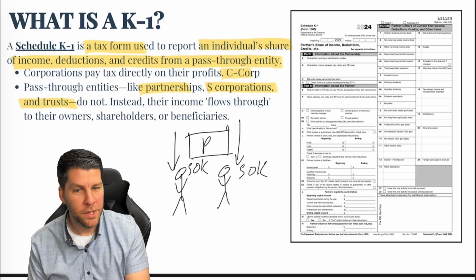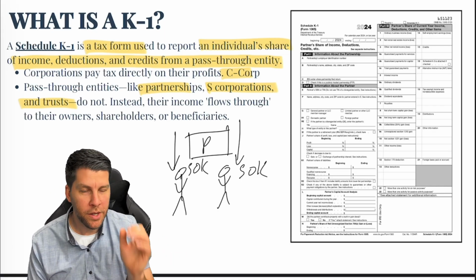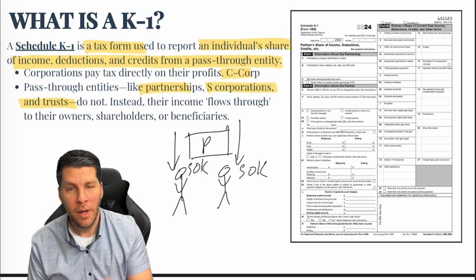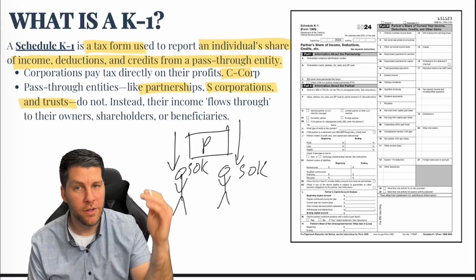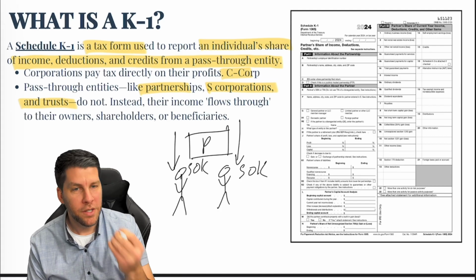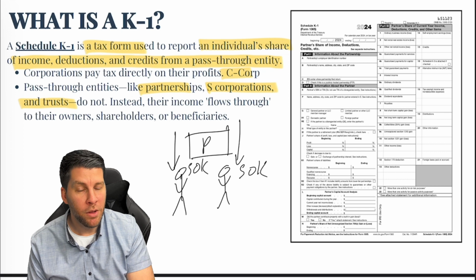Now that $50,000 would be added to each individual's gross income and then be taxed at the appropriate tax brackets for that situation. But the tax passes through, or the deductions pass through, especially if there's losses, or the credits pass through the entity and actually fall onto the individual. From a tax perspective, that's how the government looks at these.